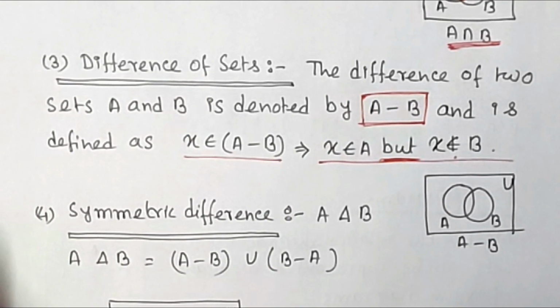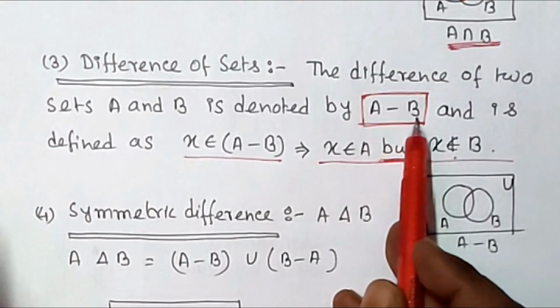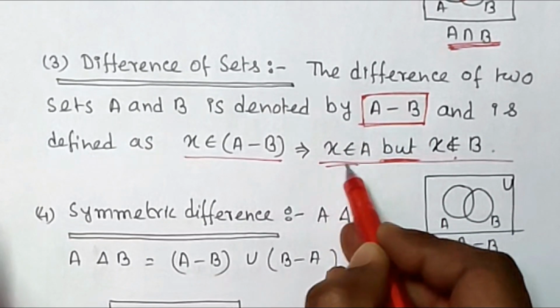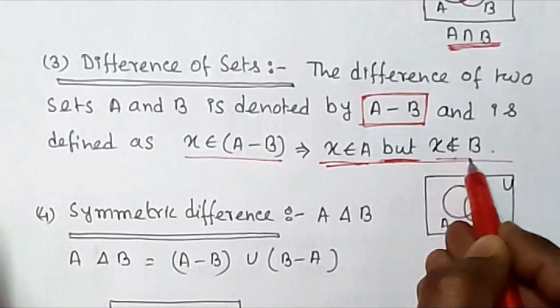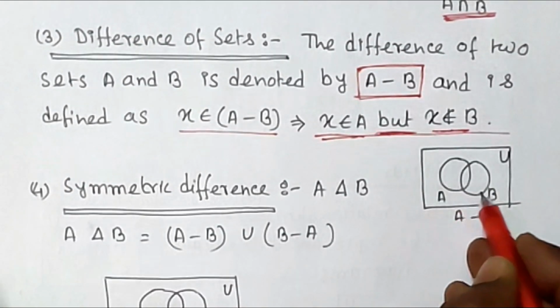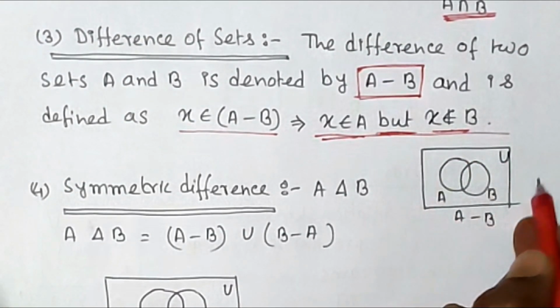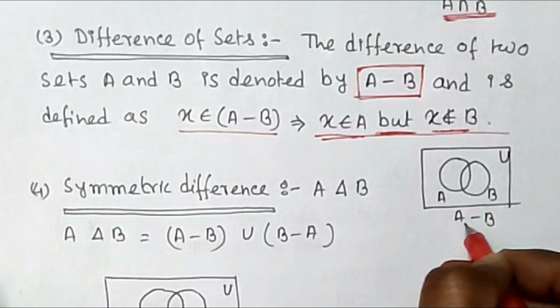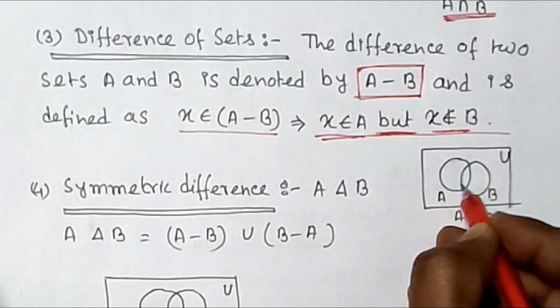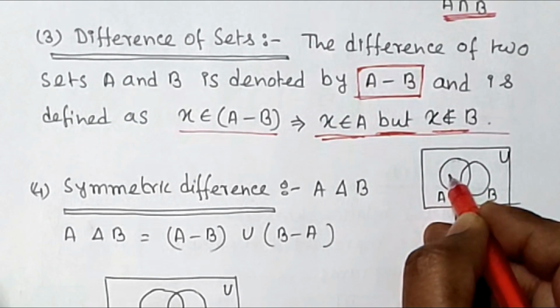Okay, so don't subtract the elements from the set A to the set B. A minus B means x belongs to A but x does not belong to B. Look at the Venn diagram. This is set A, this is set B and this is the universal set. So A minus B means all the elements that belong to A but not to B.